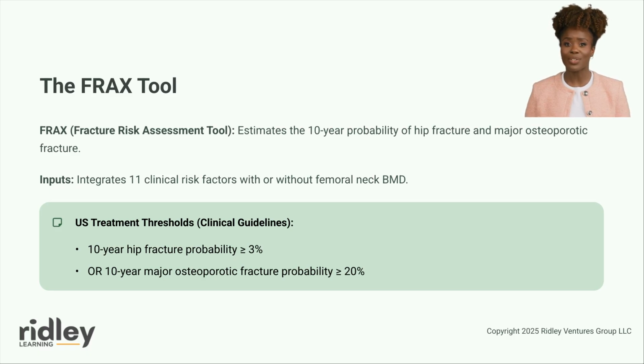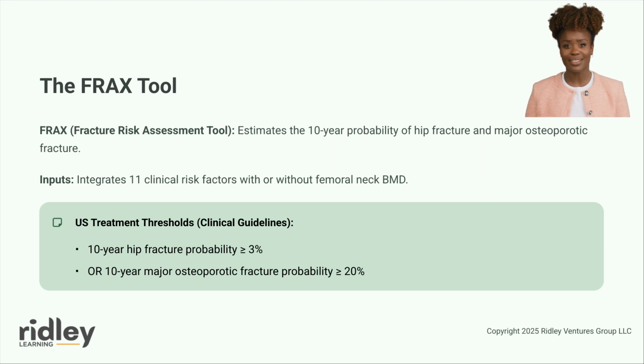FRAX outputs include the 10-year probability of hip fracture and the 10-year probability of major osteoporotic fracture. The latter encompasses fractures of the hip, clinical spine, forearm, and proximal humerus. These probabilities inform treatment decisions by enabling comparison against intervention thresholds established by professional organizations and guideline bodies.